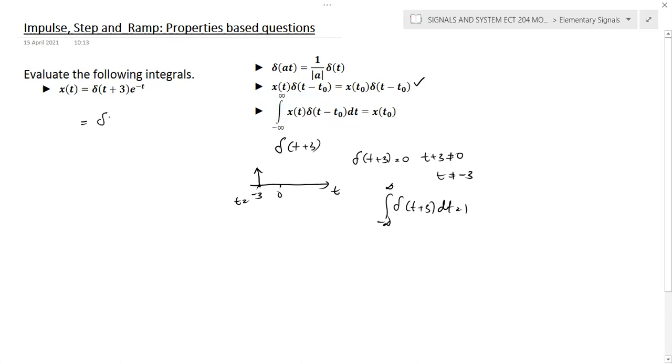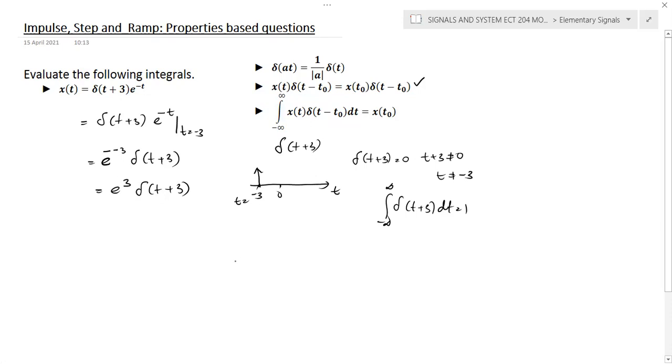So I can write del of t plus 3, and you can evaluate e raised to minus t at t is equal to minus 3. So it becomes e raised to minus into t, with t equal to minus 3. So you can write minus 3 del of t plus 3, and it becomes e raised to 3 del of t plus 3. So you cannot simply write e raised to 3 or e cube, because there is no integral sign.